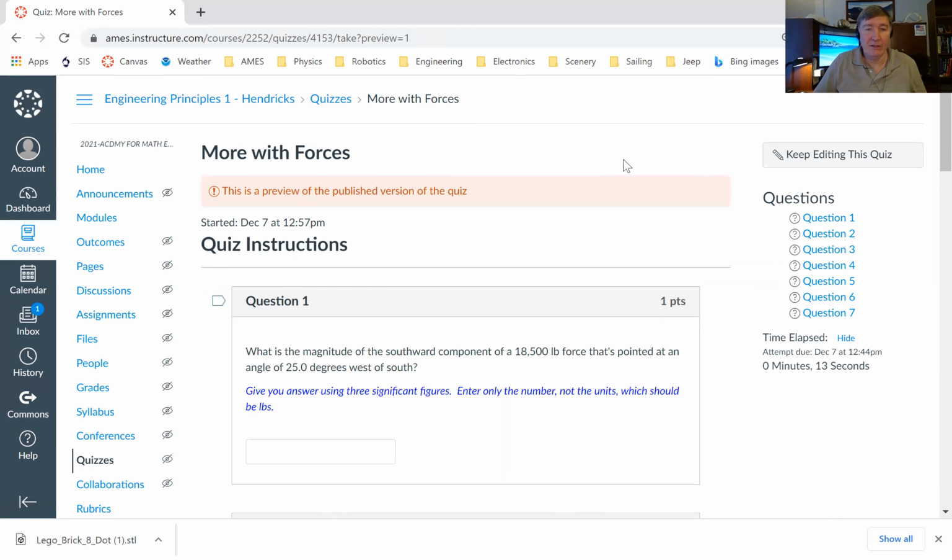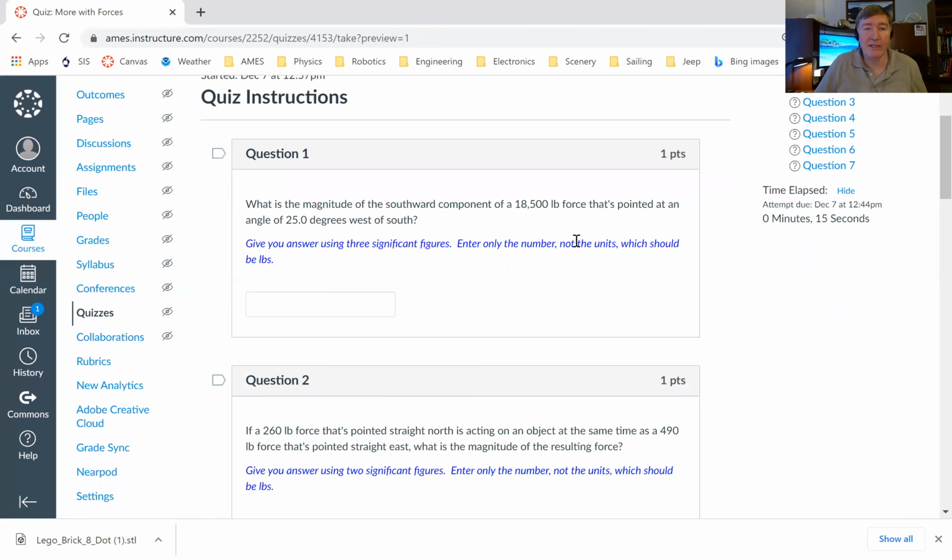Okay, so question number 1. I want to know the magnitude and direction of the southward component of a force. It's got a magnitude of 18,500 pounds and it's pointed at an angle of 25 degrees west of south. So I want you guys to tell me in a private chat message, what is the southward component?